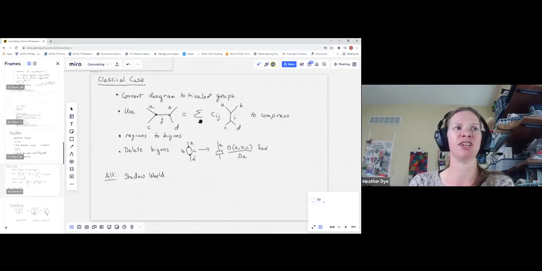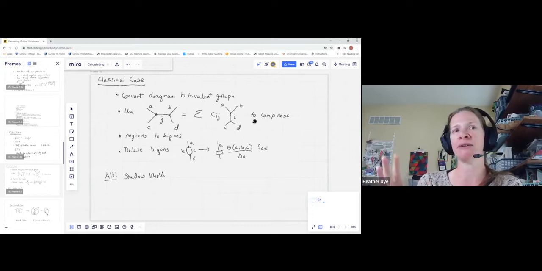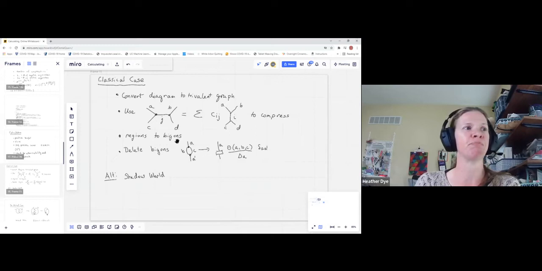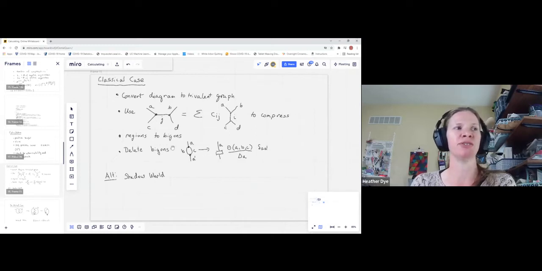We use this exchange relationship here. Cij is kind of a stand-in for a coefficient I did not want to fully write out. If you have a face of this diagram that is bounded by, say, 5 edges or 4 edges, you can use this exchange move to compress it down to a bigon. So you just compress your regions to bigons, and then there's a formula for removing a bigon.